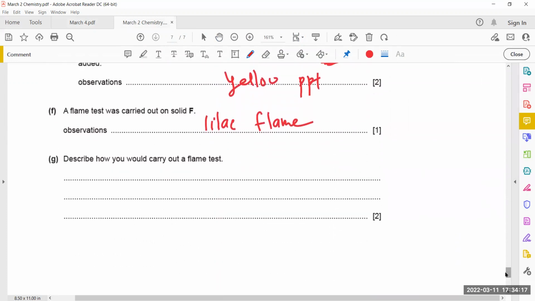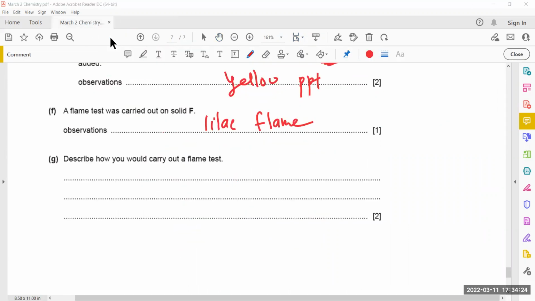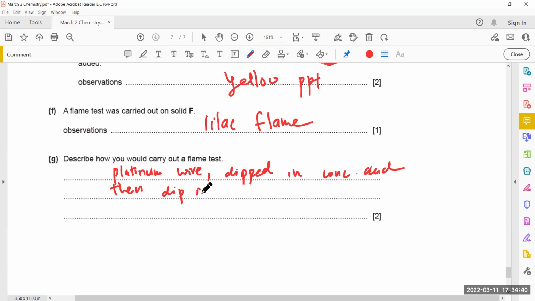Describe how you carry out flame tests. So you use a platinum wire, dip it in concentrated acid, then dip in salt and put to flame.